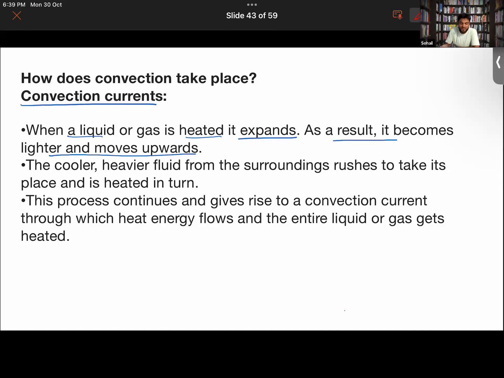Why is it so that convection can only take place in a liquid and gaseous medium, but not in a solid medium? Sir, because the fluid, the molecules... in the solid, the particles get heated up more quickly.